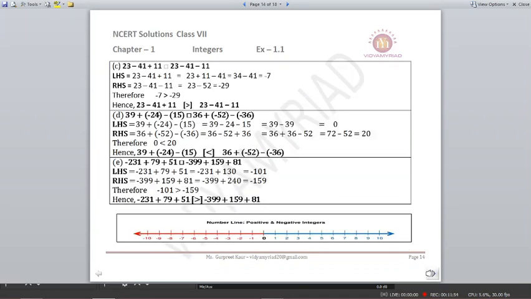Same way we will keep doing C, D and E, and everywhere, with the help of the number line, we will find out whether the number is greater or smaller. Now if you look at the D part, your LHS comes to 0 and your RHS is 20. Now 0 and 20: 20 is far away from 0, on the right hand side. So the farther the number, the bigger the number. It means 20 is bigger than 0, 20 is a greater number.